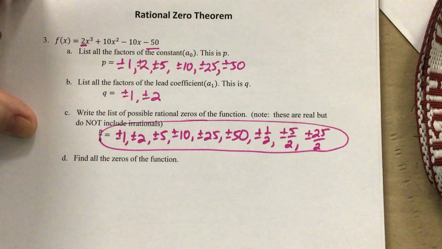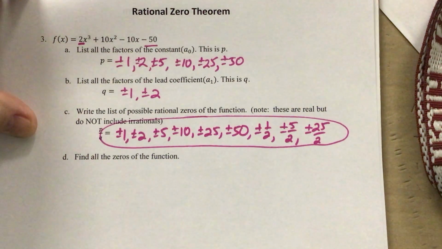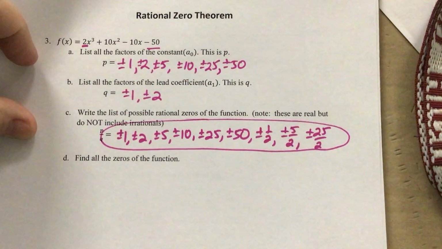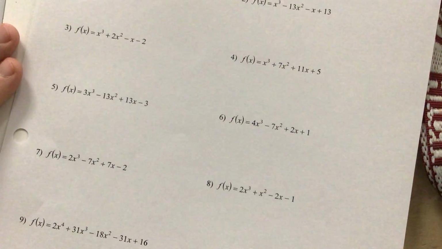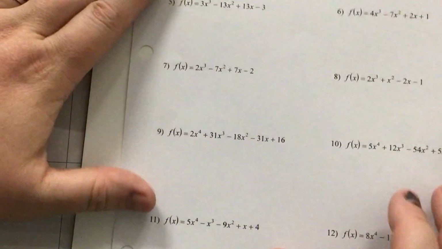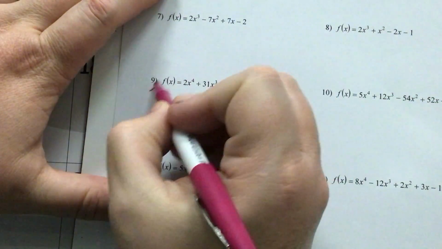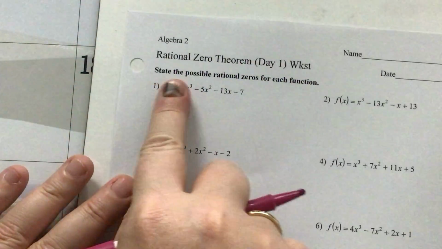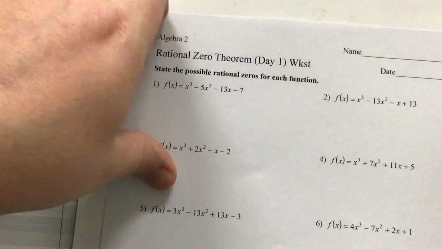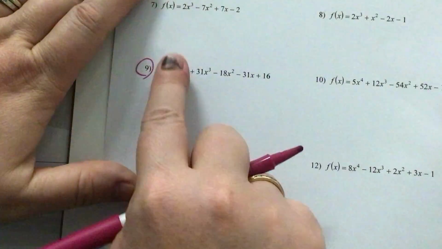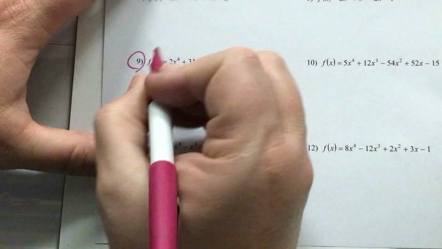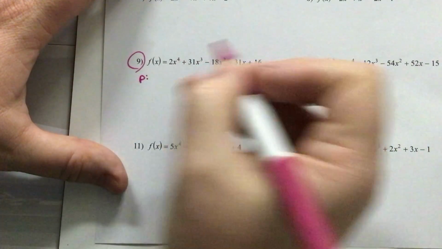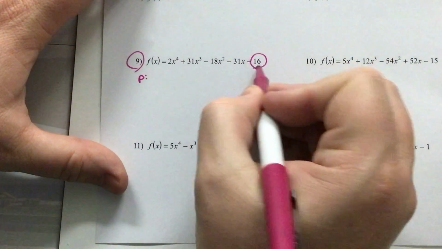Okay, so Cannon, pick a problem for me on the worksheet. Number 9. Okay, so can everybody focus on number 9 for me, please? Here we go. So again, the directions just say to state the possible rational zeros. That's what we're going to do. So we're going to list out our p-values, list out our q-values, and then list our possibilities of p over q's. So remember, our p-values consist of the factors of the constant.